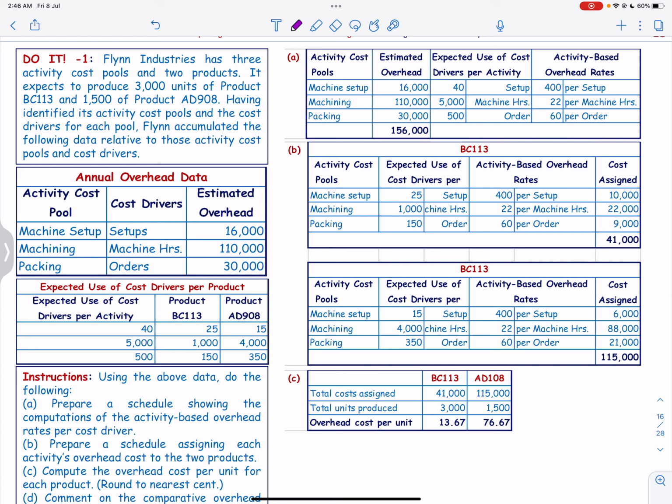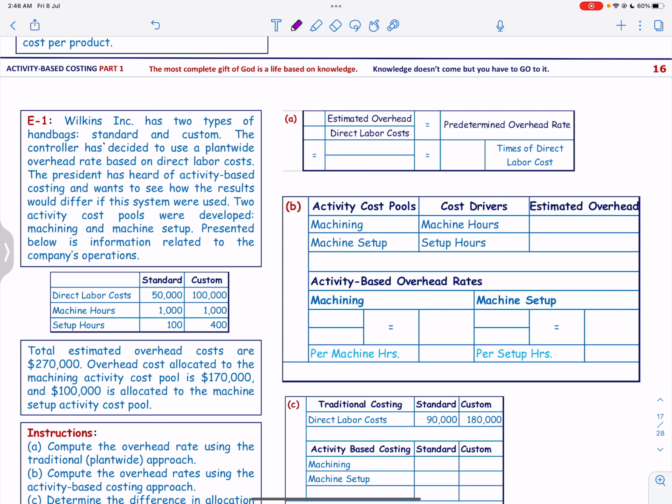And we go for another example now, and that is Wilkins Incorporation has two types of handbags. They have standard and custom. The controller has decided to use a plant-wide overhead rate based on direct labor cost. The president has heard of activity-based costing and wants to see how the results would differ if this system were used. So two activity cost pools were developed: machining and machine setup. Presented below is information related to the company's operation.